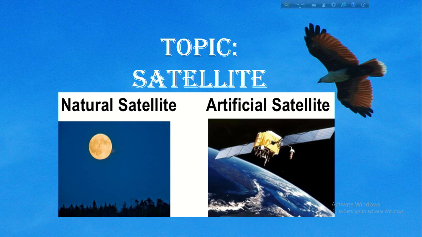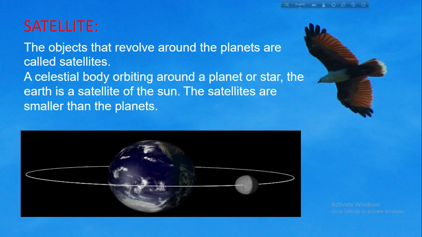So, you have known that the planets of the solar system revolve around the sun, and similarly the small satellite revolves around the planet, that is the satellite. So, our today's topic is the satellites. What is a satellite? The objects that revolve around the planets are called satellites. Here we will know the different types of satellites one by one.